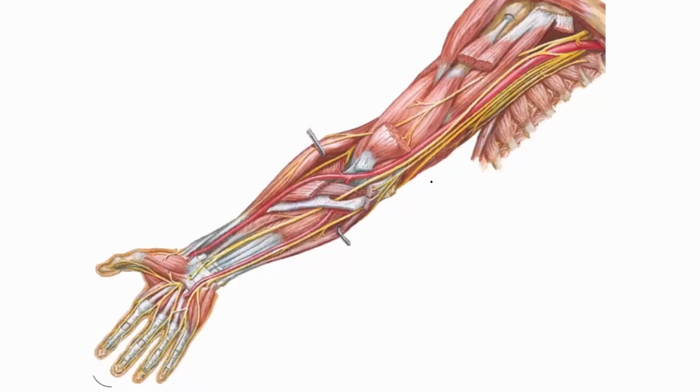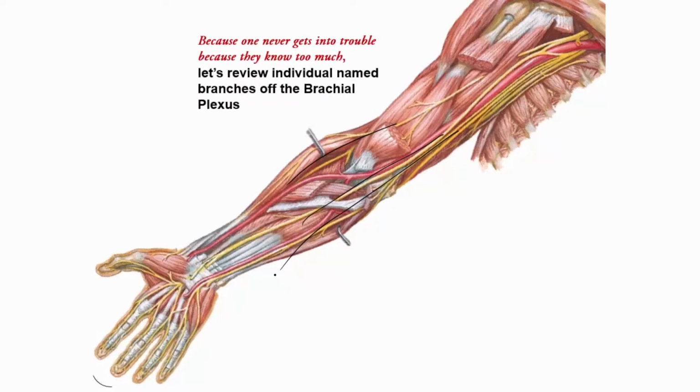If we get down into the rest of the extremity, we can see the origin and the continuation of the branches of the brachial plexus. We want to follow those branches down into the upper extremity and gain some sense of what they will do. So because no one ever gets into trouble because they know too much, we're going to review these individual branches and take them down into the extremity.